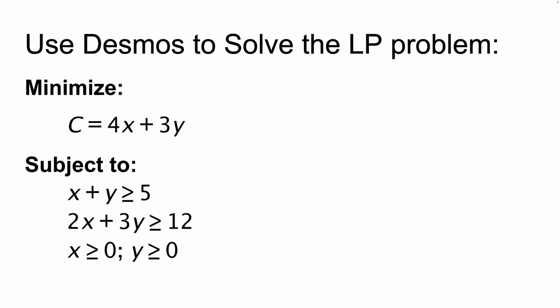Let's use Desmos to solve the following linear programming problem. We want to minimize the objective function c equals 4x plus 3y, subject to the constraints x plus y is greater than or equal to 5, 2x plus 3y is greater than or equal to 12, x is greater than or equal to 0, and y is greater than or equal to 0.